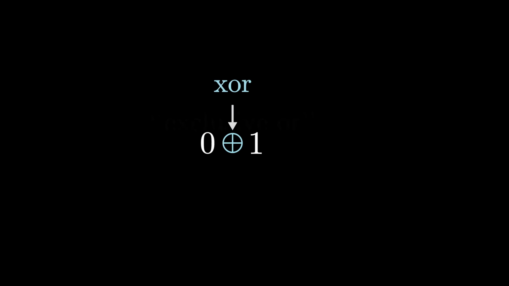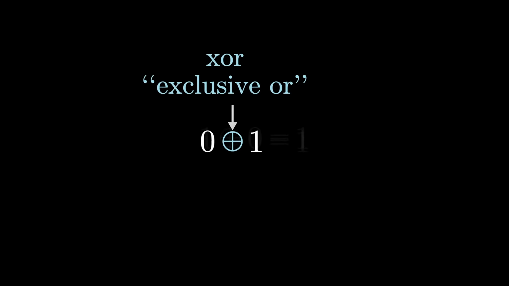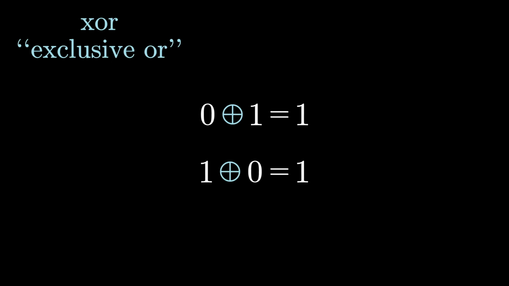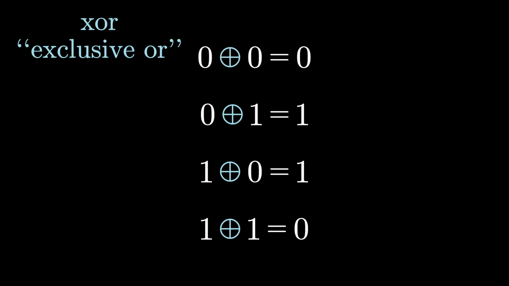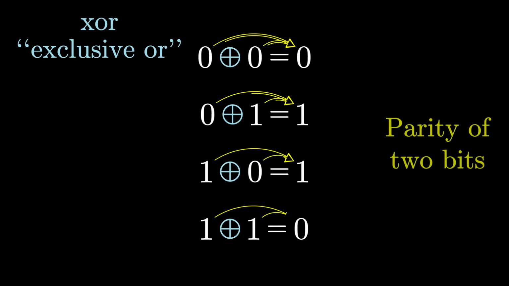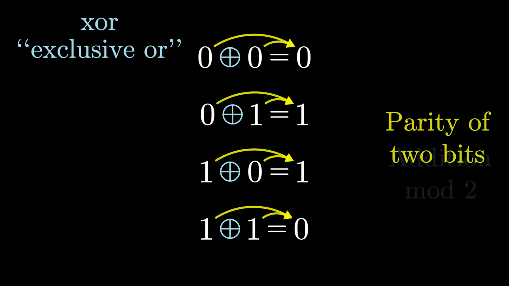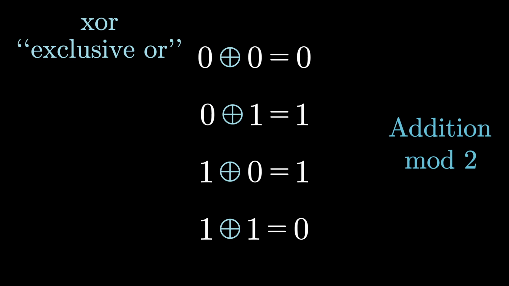XOR, for those of you who don't know, stands for exclusive OR. When you take the XOR of 2 bits, it's going to return a 1 if either one of those bits is turned on, but not if both are turned on or if both are turned off. Phrased differently, it's the parity of these two bits. As a math person, I prefer to think about it as addition mod 2.